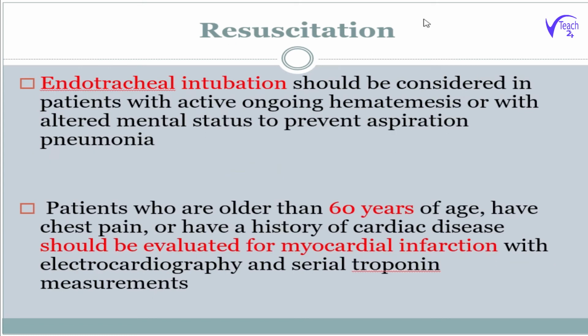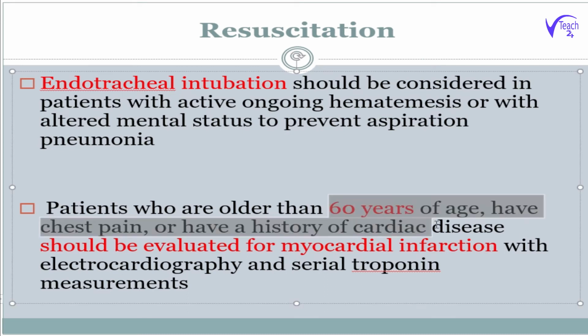What next in resuscitation? Endotracheal intubation should be considered in a patient with active ongoing hematemesis and altered mental status, to prevent aspiration pneumonia. And another point: a patient older than 60 years should be evaluated for MI.